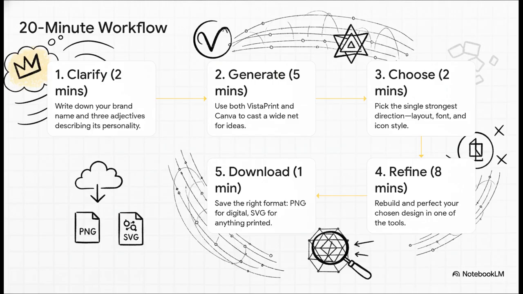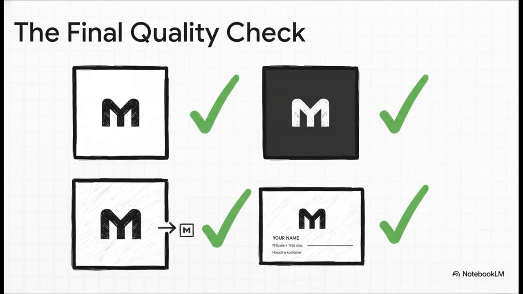Then, for 2 minutes, pick one. Just one. Go with your gut. Now, take that one idea and spend the next 8 minutes just refining it. Change the font, tweak the spacing, get it just right. And in the last minute, download the file you need. Done. And hey, once you download that file, you're not quite done yet.